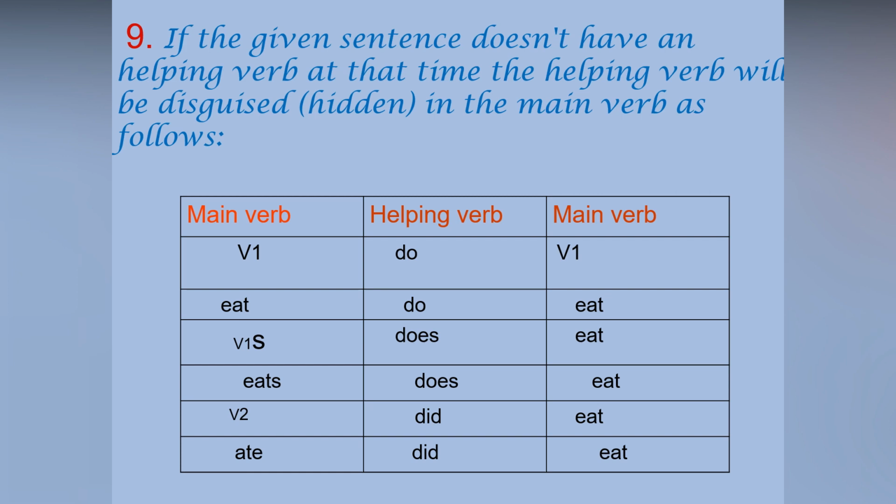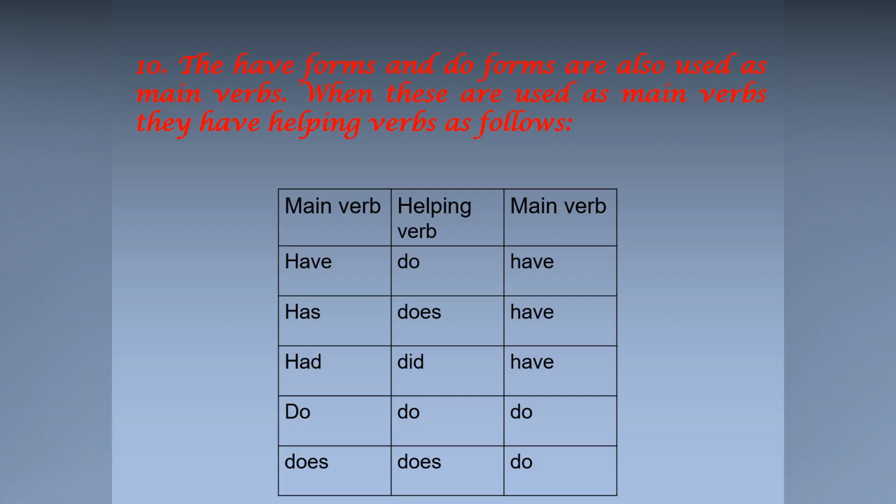So you should. Ate, it is V2 form. Did will come. Eaten, it is V3 form. Eaten, what will come? Done. Yes, generally we won't use that. Okay. Done she, no. The have forms and do forms are also used as main verbs.